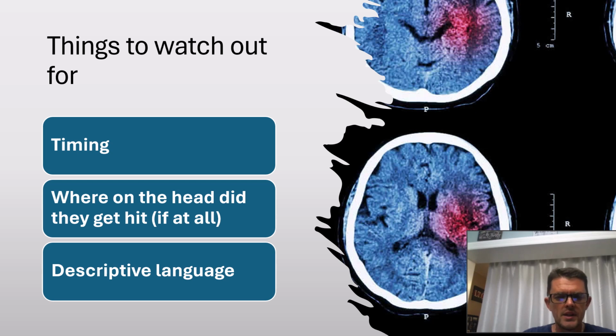Then pay very close attention to descriptive language. When they start throwing out things like worst headache of my life, or they use the term lucid interval, they're searching for a very specific answer. You'll also see them throw in ages. If they throw in an elderly person or an alcoholic, then they're searching for the subdural bleed.